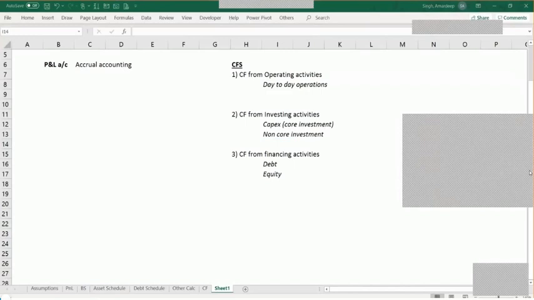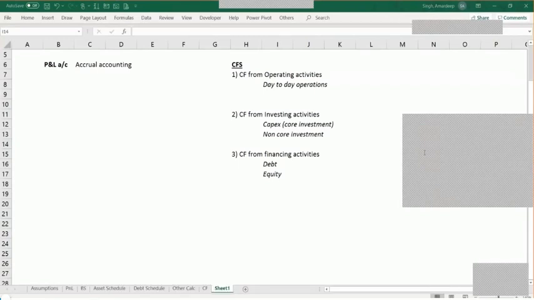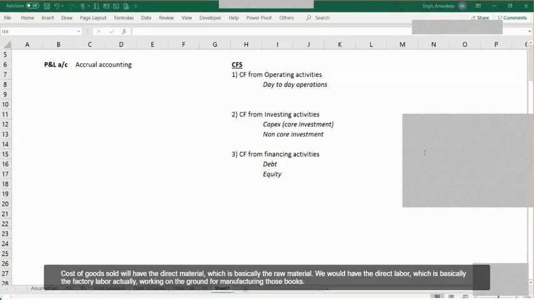So Anand, to your point, it's not just relevant for Indian companies, but in fact, any manufacturing company would have various components under the cost of goods sold. We'll have the direct material, which is basically the raw material being used. We would have the direct labor, which is basically the factory labor who is actually working on the ground for manufacturing those goods. And then we have certain direct expenses which relate to the factory expenses part. So if you look at the annual report, you would see that in the financial statement, the cost of sales is typically combined.